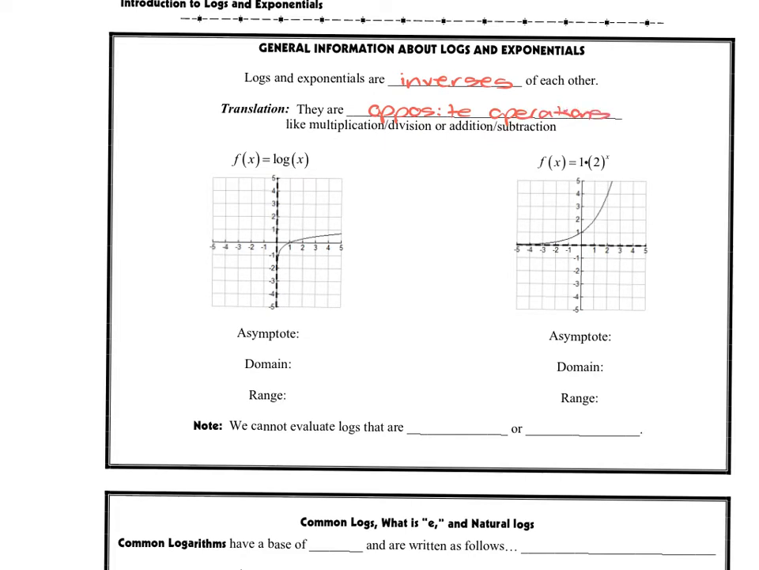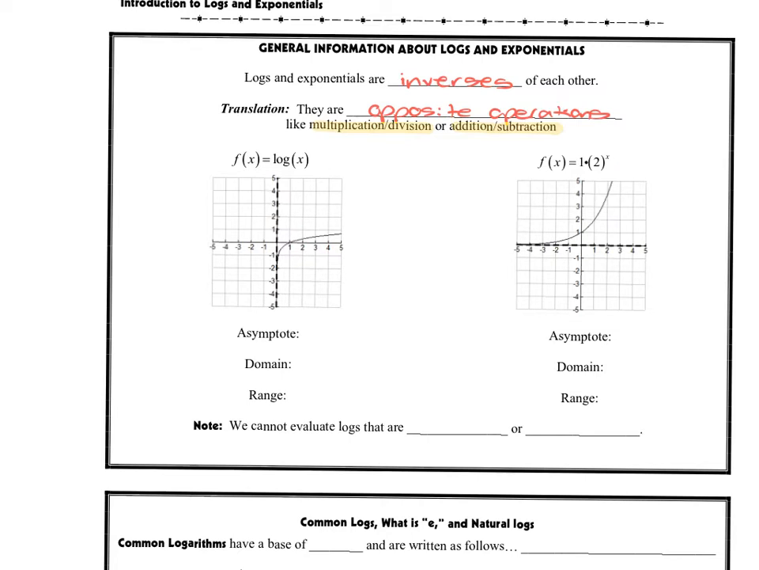Now, if they're opposite operations, that's really no different than when we talk about multiplication and division being opposite operations or addition and subtraction being opposite operations. So what I've given you here are two sample functions. Now, these are not actually inverses of each other, as I'll discuss a little bit down in the bottom, but they're just a sample logarithmic graph and a sample exponential graph.